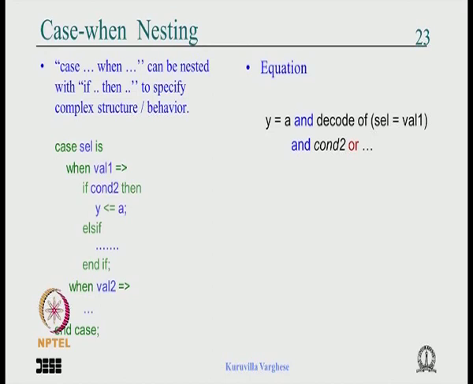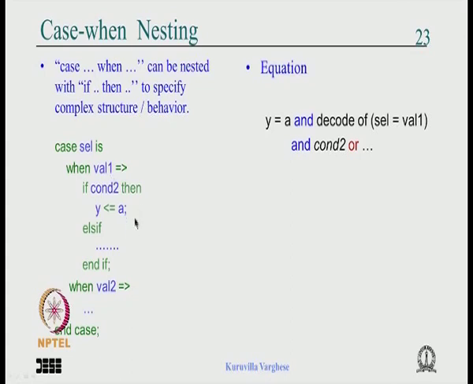You could nest the case-when within the case-when, or if-then. It can be the case-when within if, or if within case-when, and so on. So I am showing a useful example. Case select is when value 1, if condition 2 then y gets a, else you have else if, which goes on. So if you look at this part only, then the equation comes: y is a and condition 2, and the decode of select is equal to value 1.